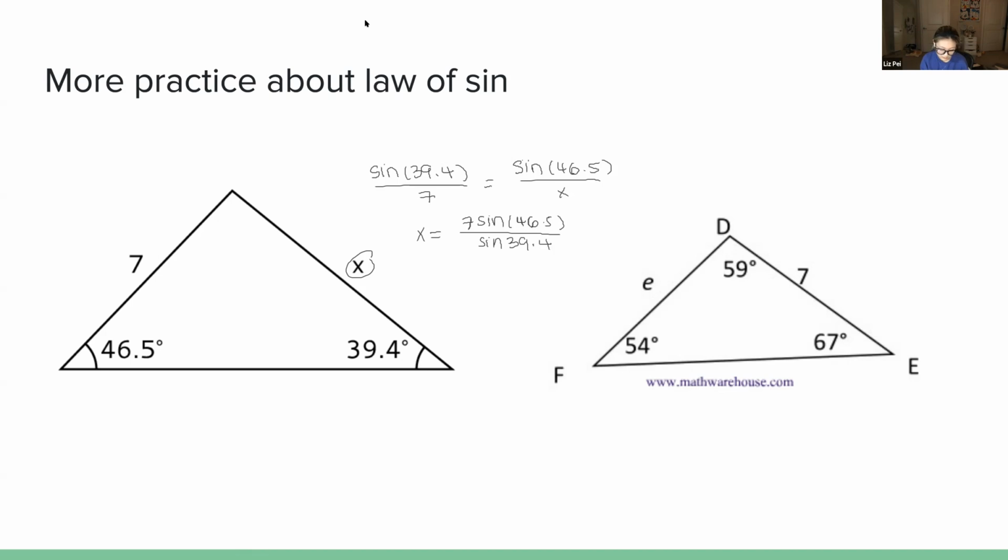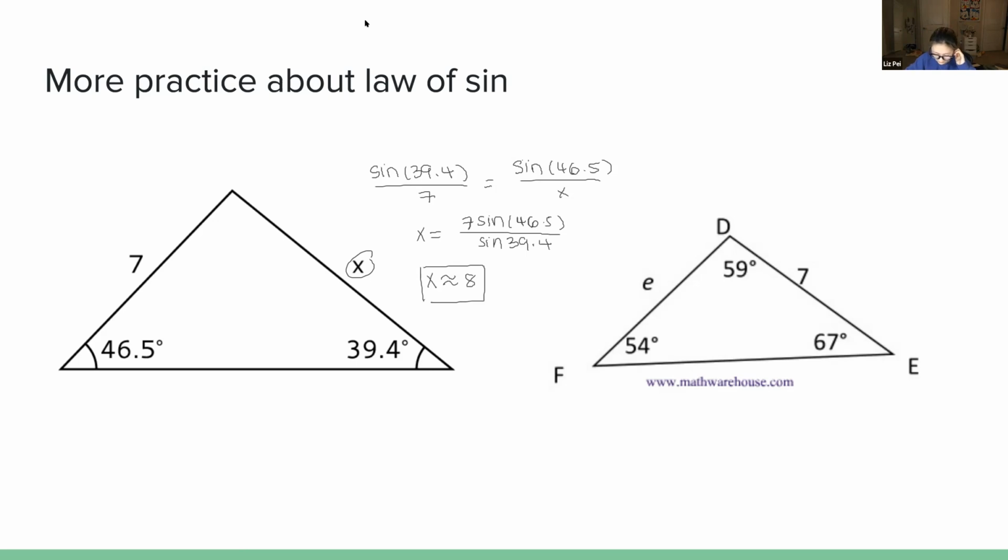So 7 sine 46.5 over sine 39.4. X will be about 8.